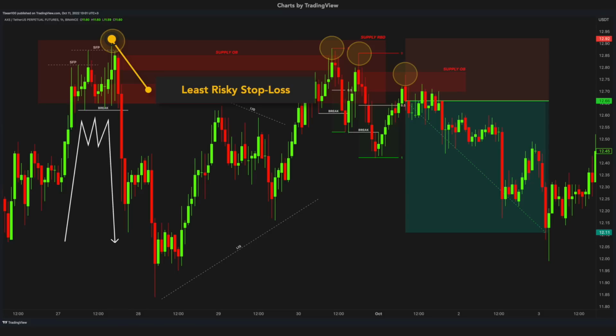At the same time, it reduces your reward. I'm really happy with 2R or 3R trades. But this is a personal taste and matter. I cannot guide you about what to do.